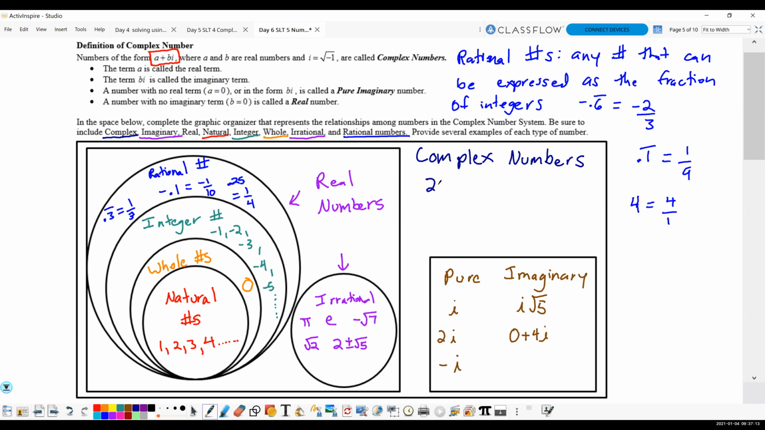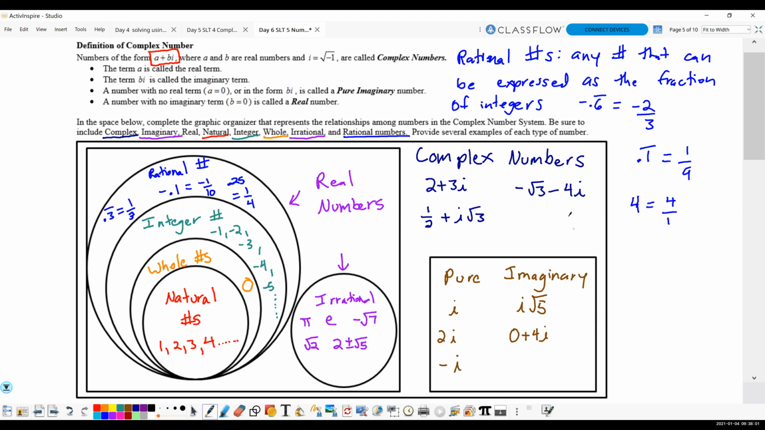For example, if I have 2 plus 3i, that's not a real number because it has the 3i. It's not pure imaginary because it's got the 2. It can only be classified as complex. Like if I have 1/2 plus i root 3, same thing. It's got a real part. It's got an imaginary part. If I had negative the square root of 3 minus 4i, all of these numbers can only be classified as complex because they have a real part and they have an imaginary part.